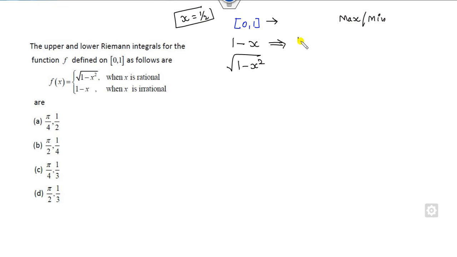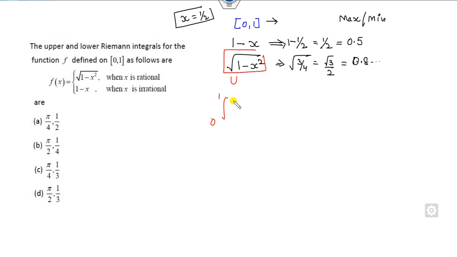This value becomes 1 minus half, which is half. This value becomes root 3 by 2, which is 0.86 something. So what does that mean? This value will give you my upper bound, so I can integrate over this. This will give you my upper value. The lower value will give you 1 minus x.